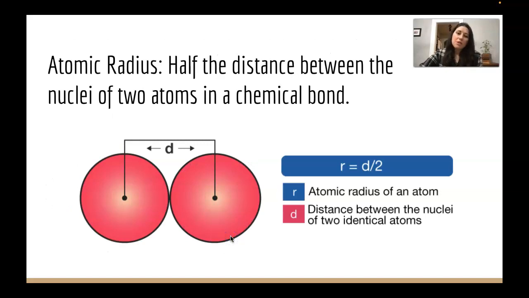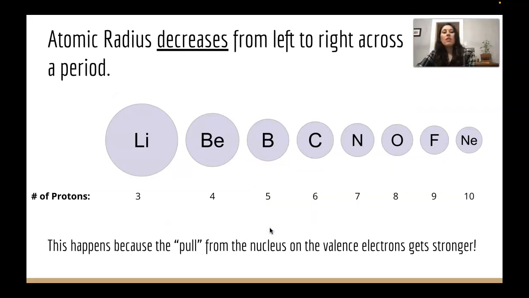All right, the first periodic trend we're going to talk about is atomic radius, and that is half the distance between the nuclei of two atoms in a chemical bond. So if the distance between the nuclei is represented here by d, the radius is half of that. Same thing as radius in a circle, if you have ever seen that before in geometry. So half of the distance across that circle. So generally here, we're going to be talking about this in terms of size of the atom.